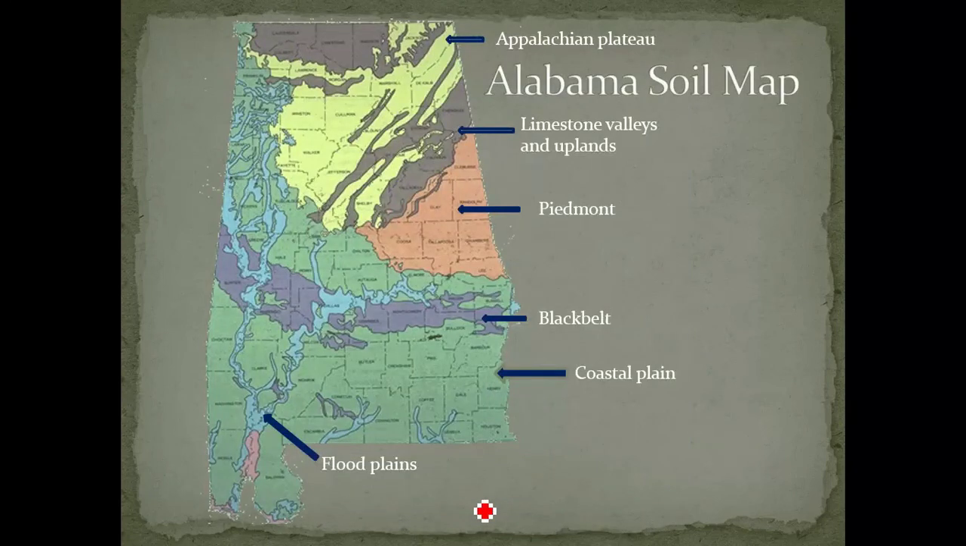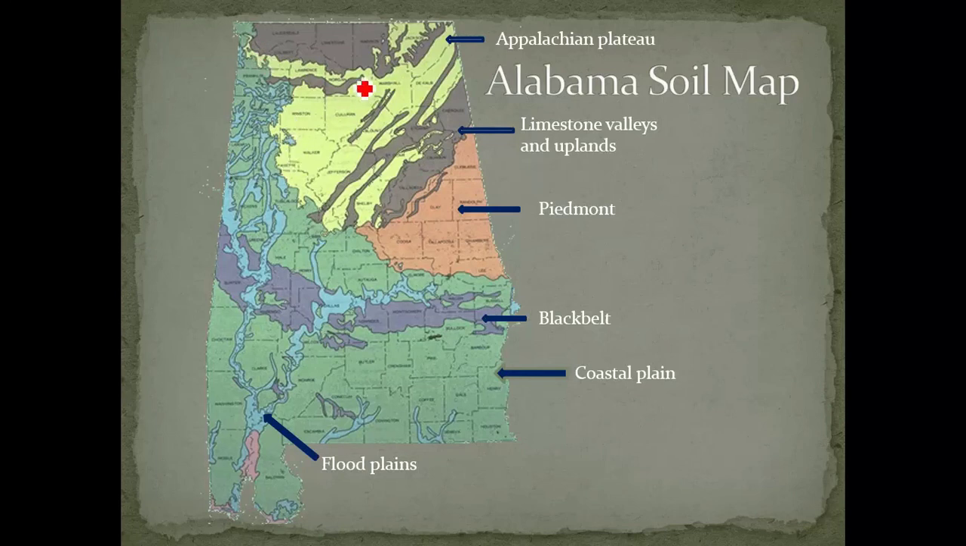Here's an Alabama soil map. Alabama is a very diverse state with regard to soil types. We have the coastal plain here, and you have your lower coastal plain divided, cut in two, by the Black Belt area. This is your upper coastal plain here. Upper coastal plain soils stretch all the way up to the very northwest corner of Alabama.